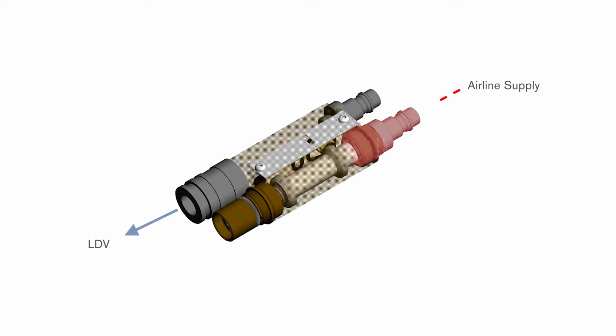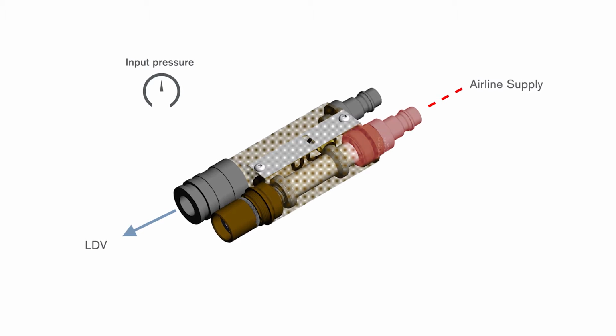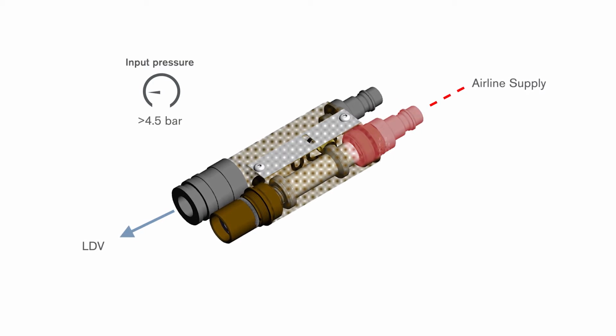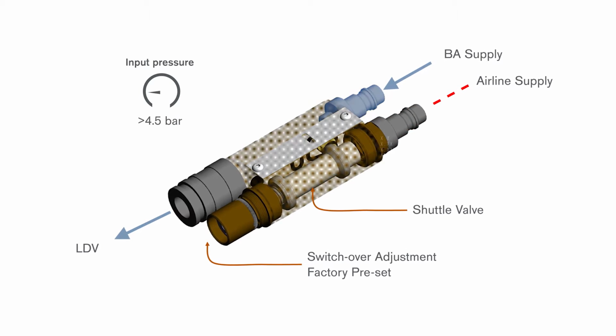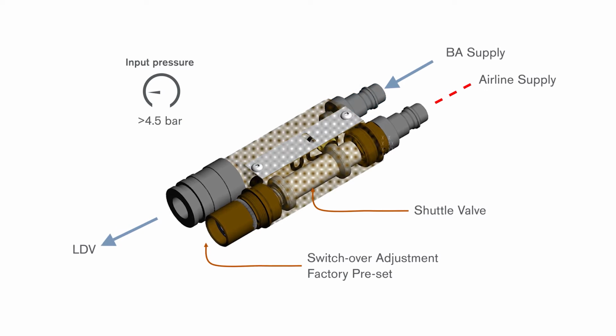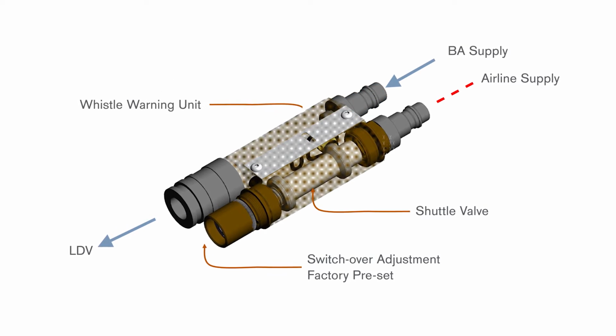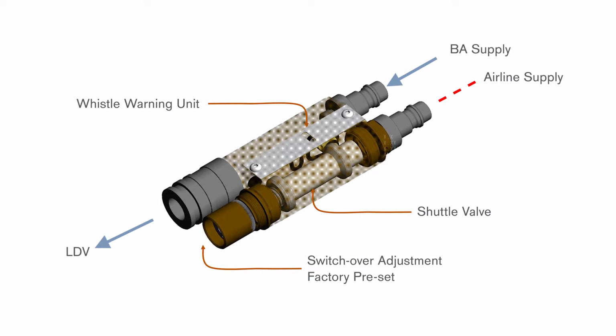If this supply fails, or the input pressure drops below the ASV switching pressure of 4.5 bar, then the valve will automatically switch to the compressed air breathing apparatus for supply of air. Upon carrying out this function, a warning will sound, alerting the wearer that this process has taken place.